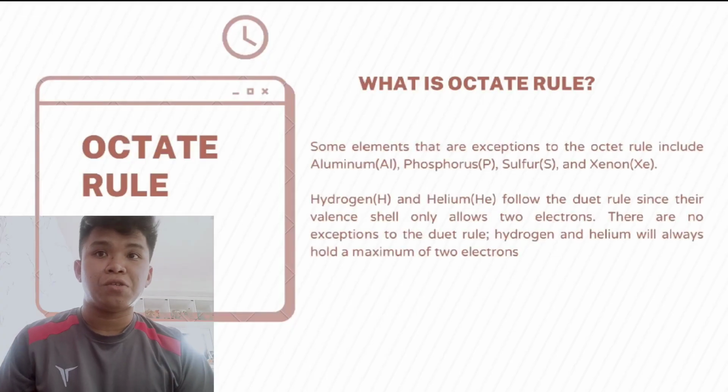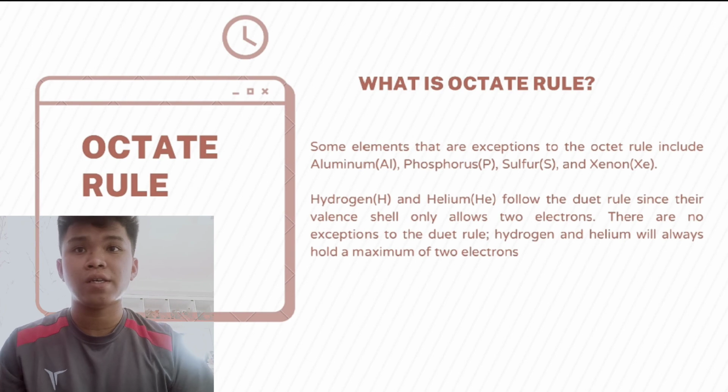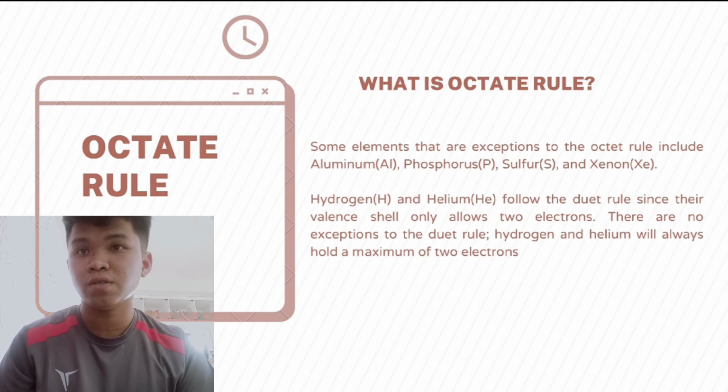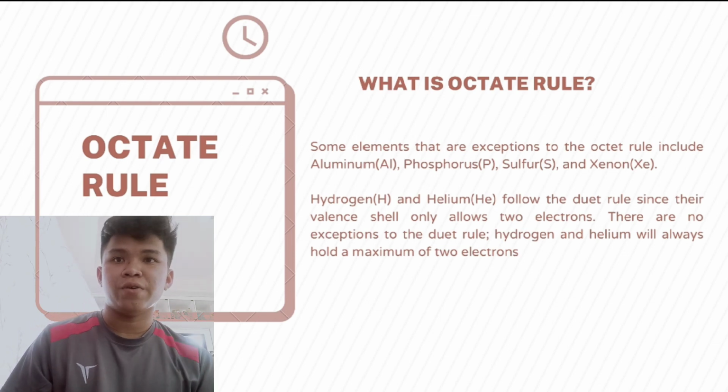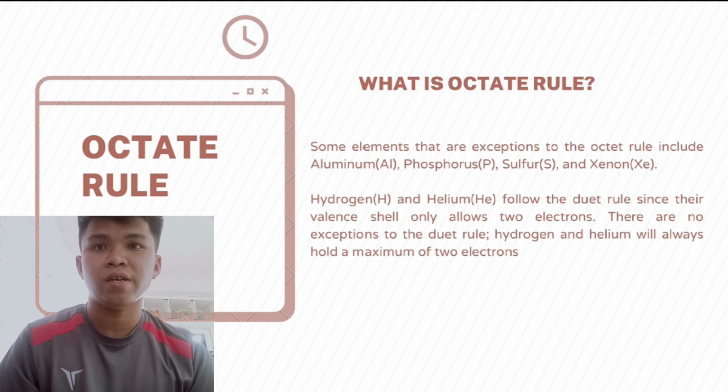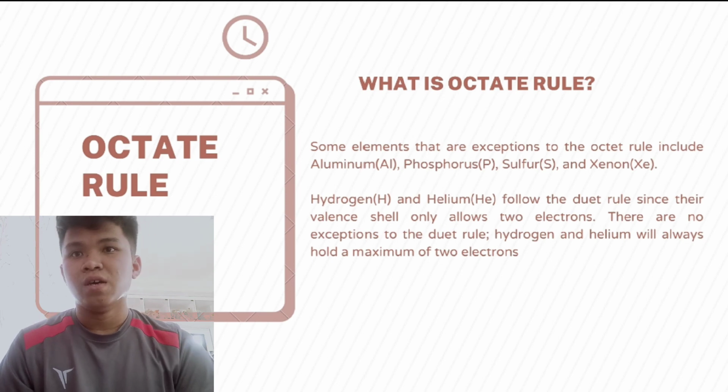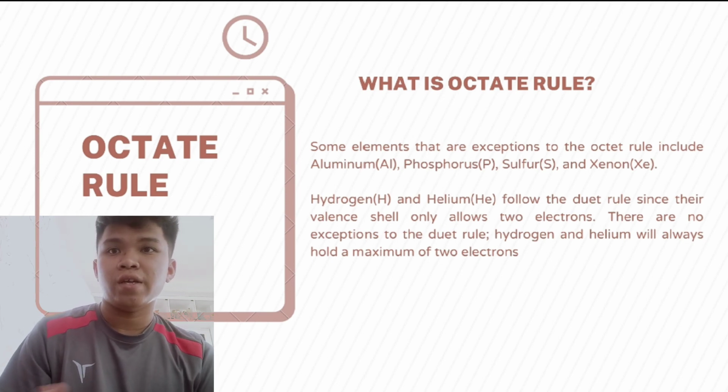Basically, what is the octet rule? Some elements that are exceptions to the octet rule include aluminum, Al, phosphorus, P, sulfur, S, and xenon, Xe.